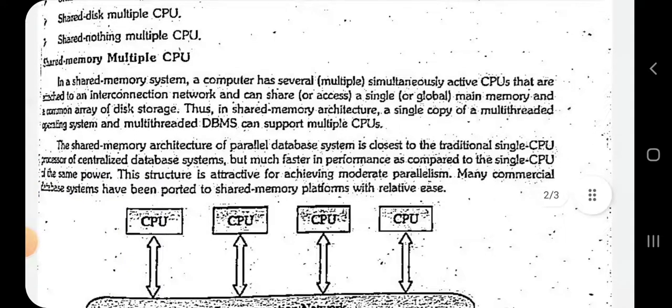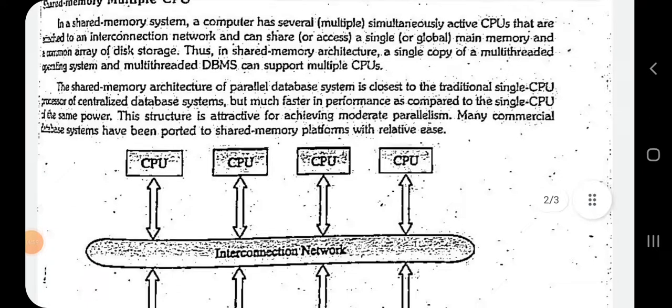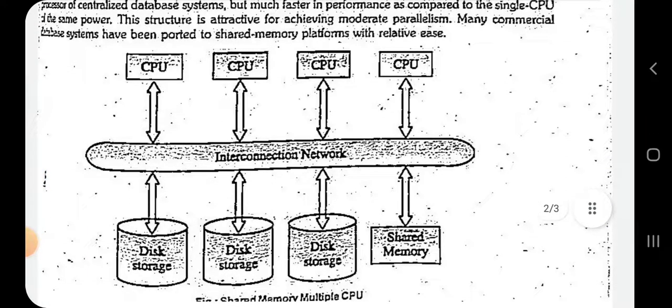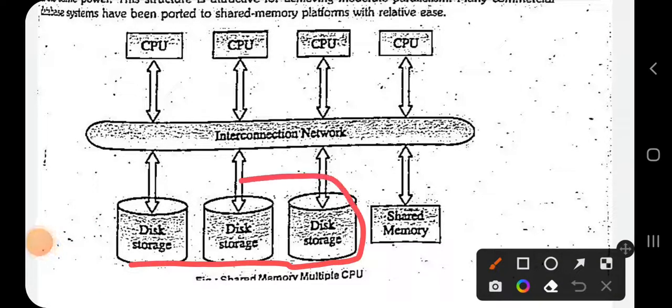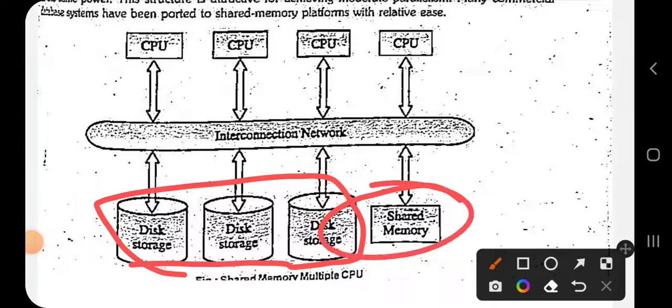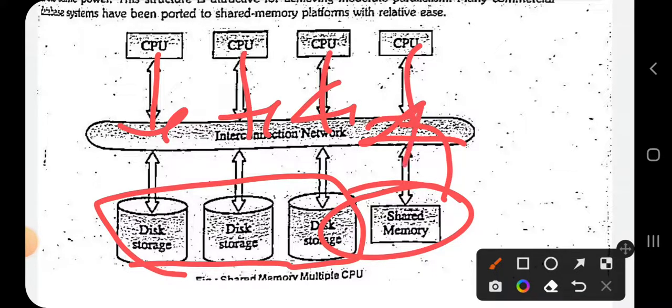In today's session we are going to discuss shared memory multiple CPUs. See the picture once. Here we have different kinds of storages in layers, and the data stored in the memory is shared among the CPUs through the interconnection network. Each and every CPU can directly access this data from the network without any disturbance from other CPUs.